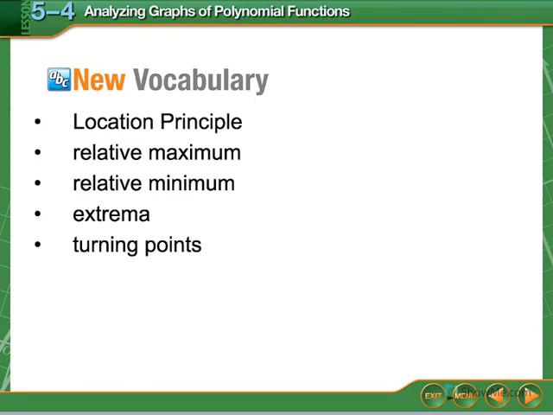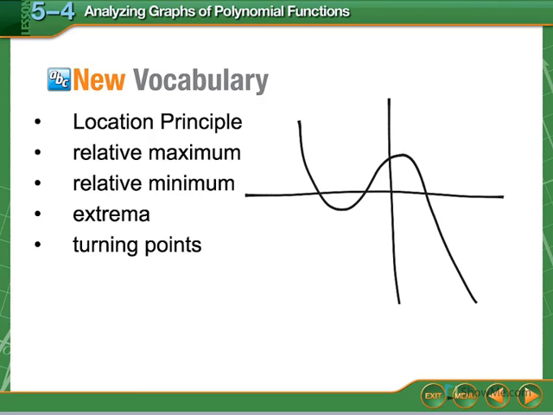Alright, next one is a relative maximum. If we're looking at a graph, we're looking for a maximum point, and we're only looking between certain x values, because if you looked at the entire graph on the entire real number line, there really is no maximum value, because this goes on and on and on forever to infinity.